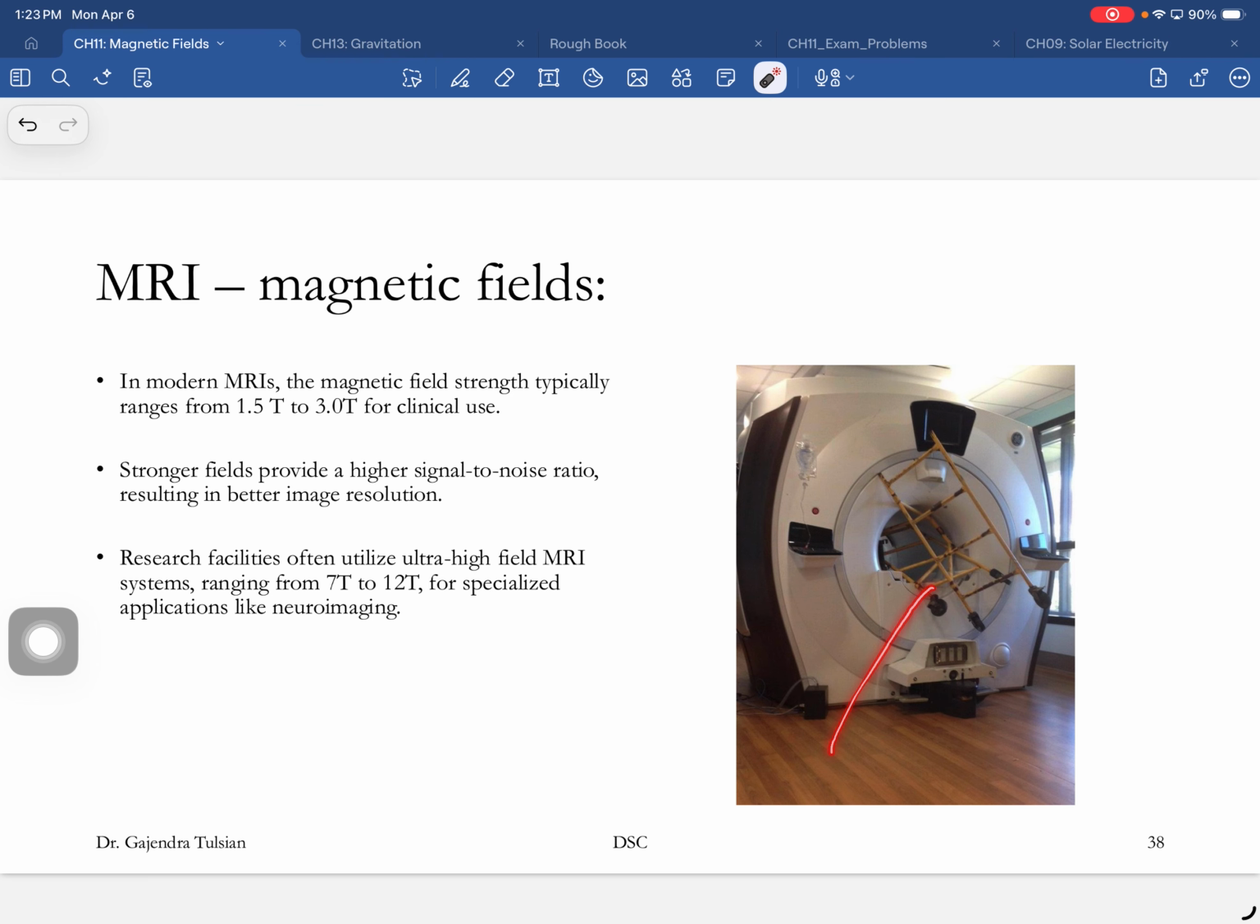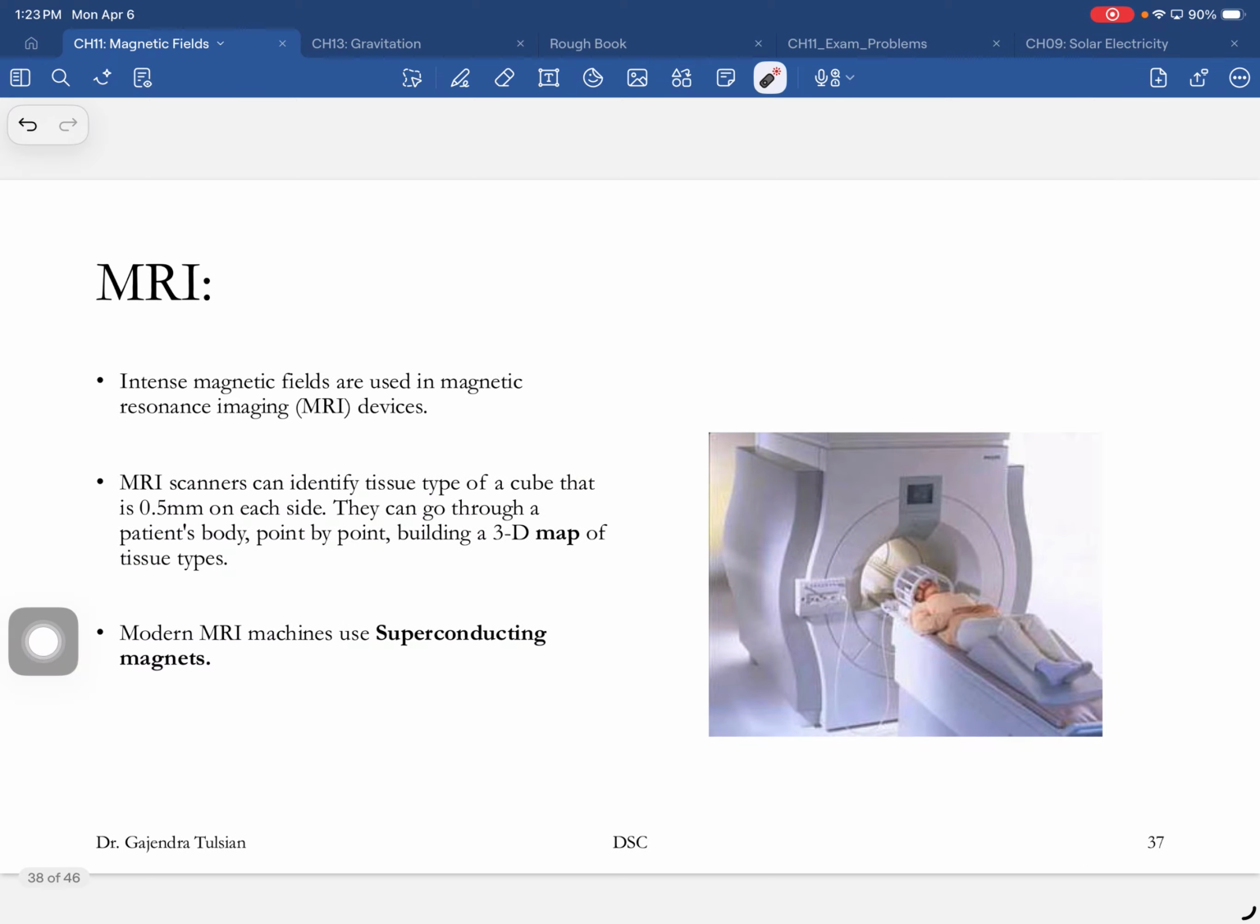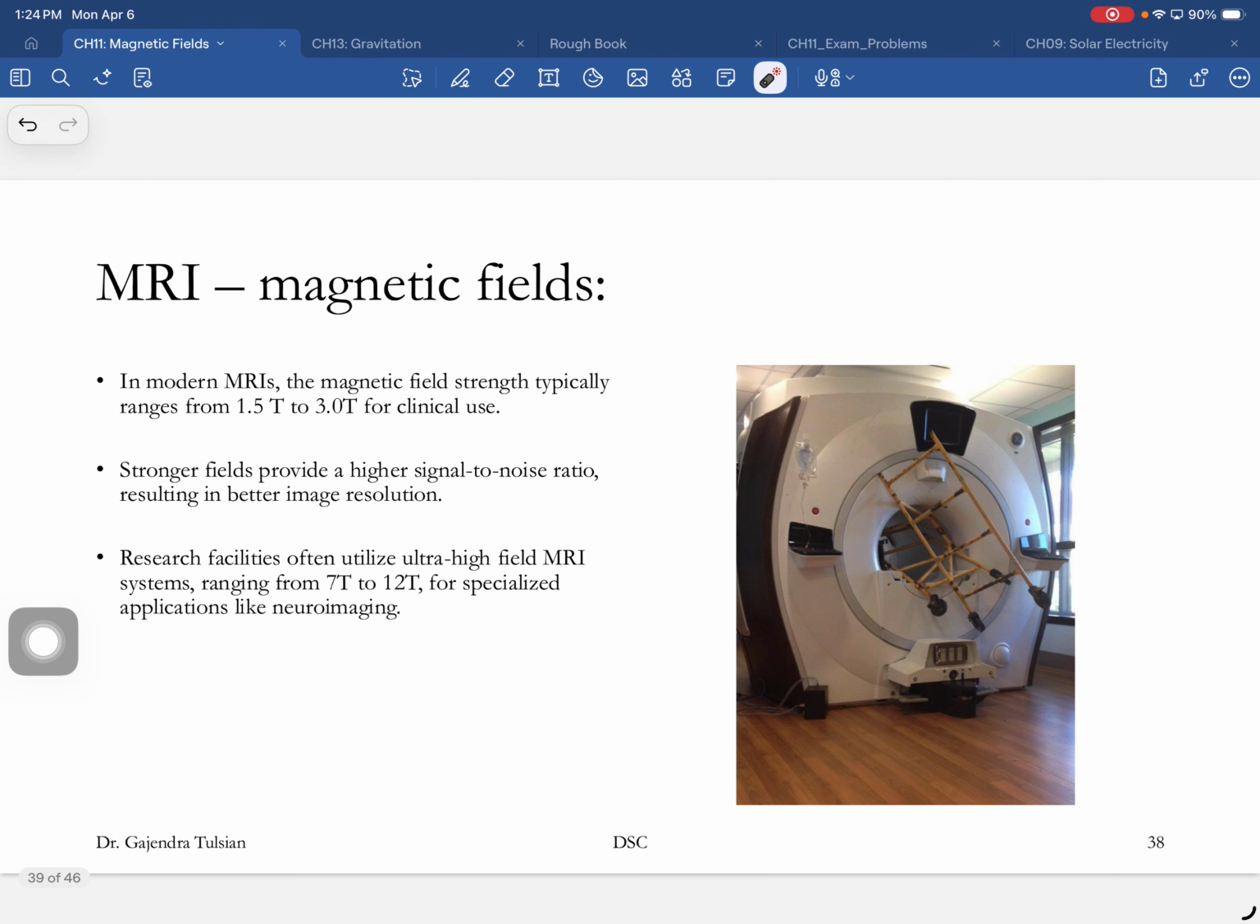Look at this gurney. The gurney was in the room and somebody turned on the machine and this gurney went flying in there. So that's a very strong field. They use superconducting wires, so these are superconducting magnets.